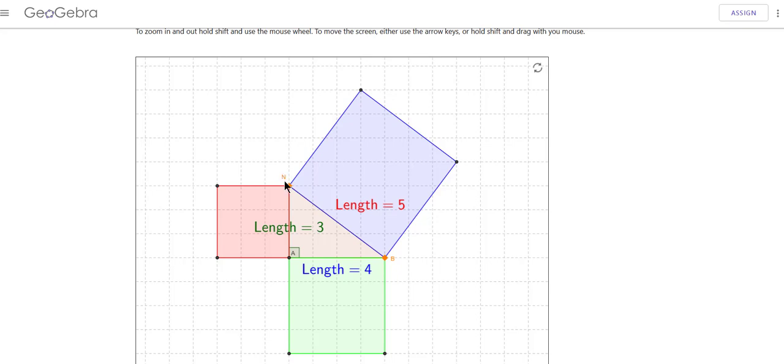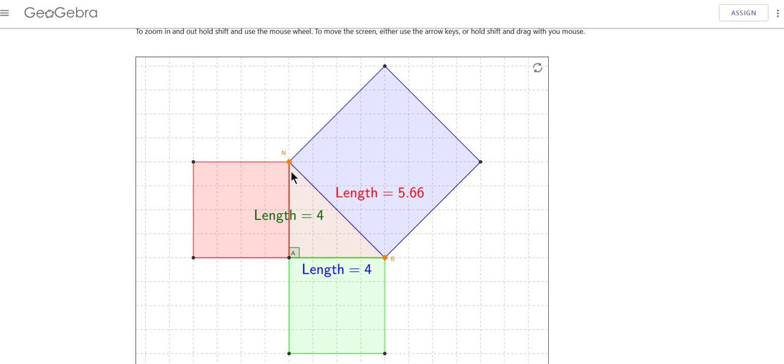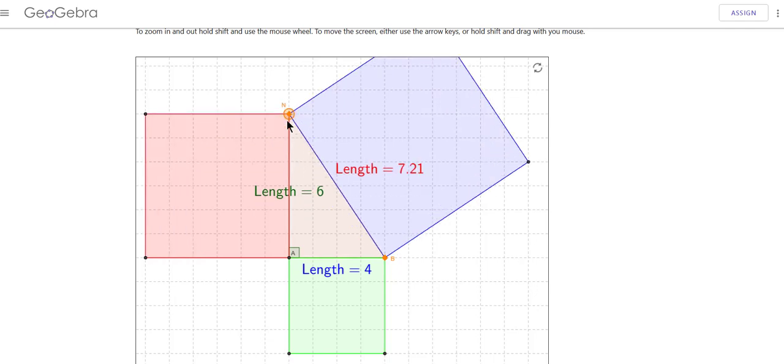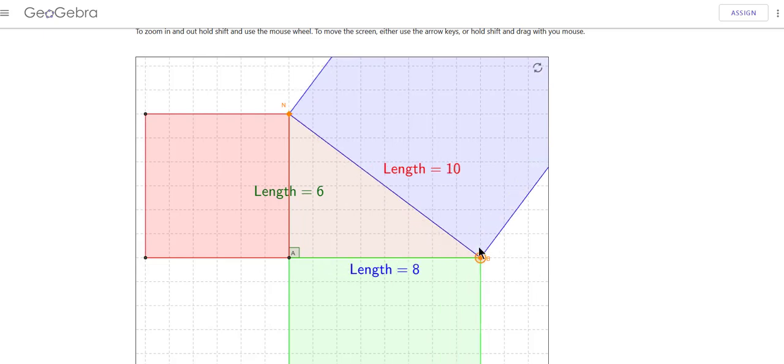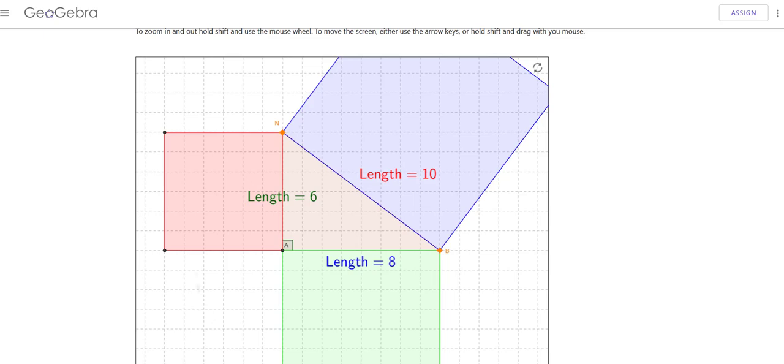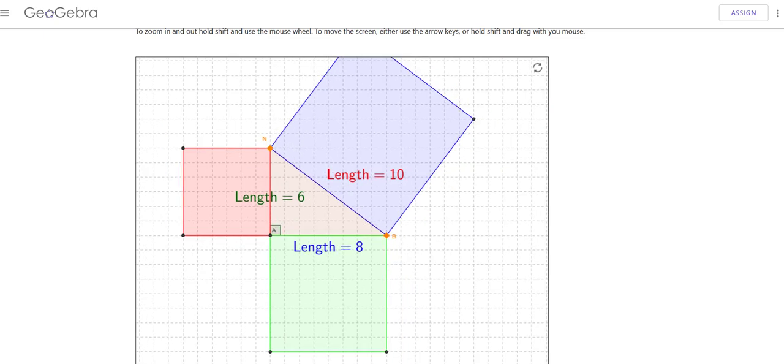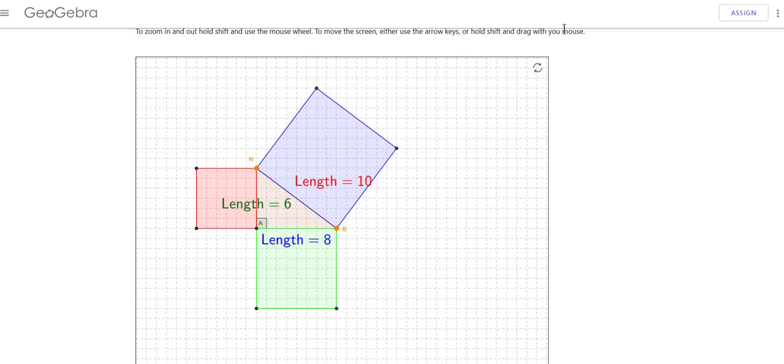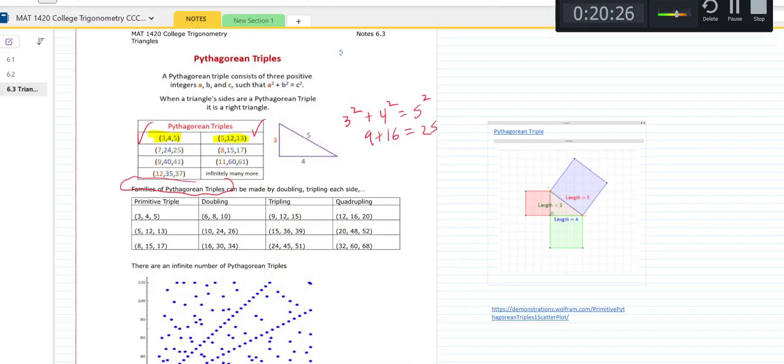Okay, so if I double that 3 up to a 6, and then if I double this 4 up to an 8, then I get another triple on this. So I'm getting another Pythagorean triple, just by doubling the sides. And it still satisfies that same relationship. Okay, so that's kind of a cool thing to look at.